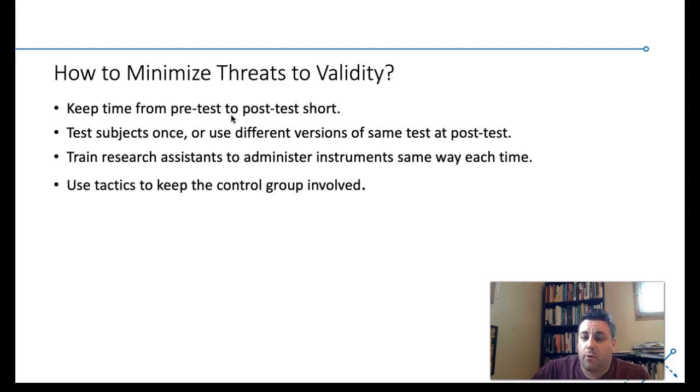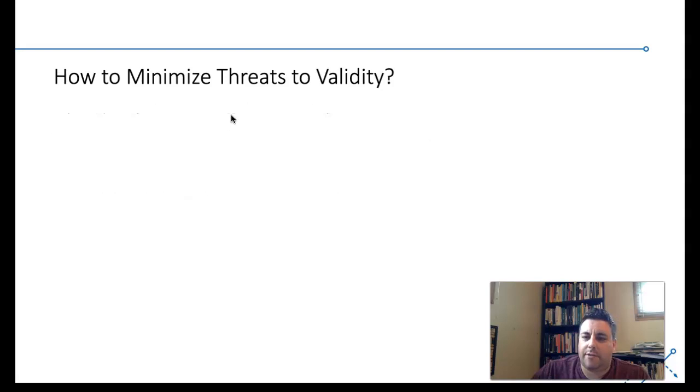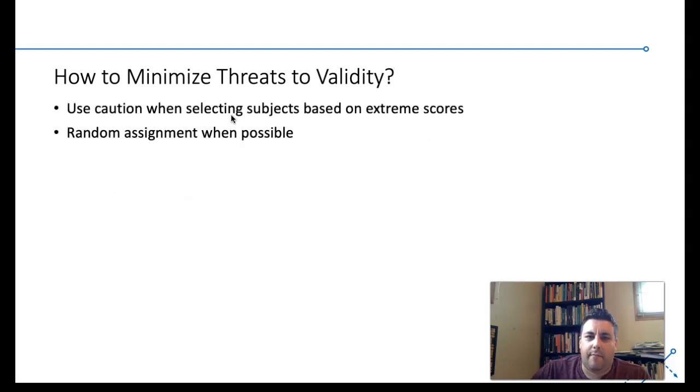If we have a control group, we try to keep them involved. It's very rare that you see a no treatment control group, especially in social work research, because of the ethical issues. So oftentimes our control group might get sort of basic health education interventions, which helps to keep them involved.